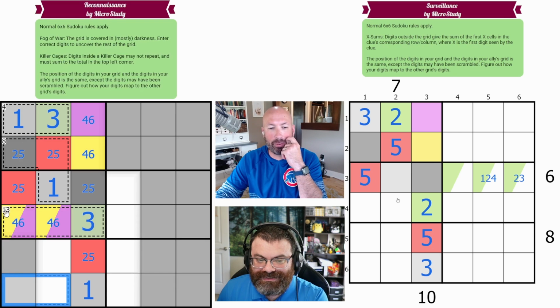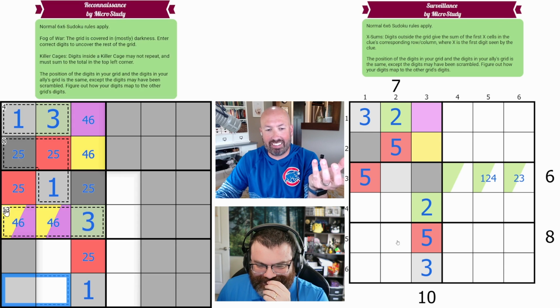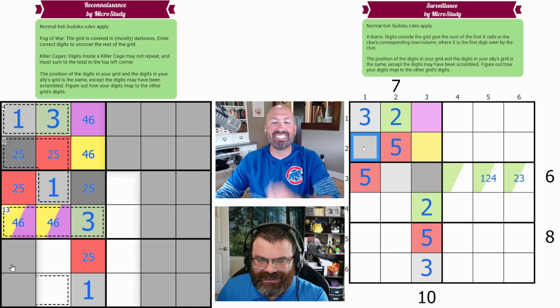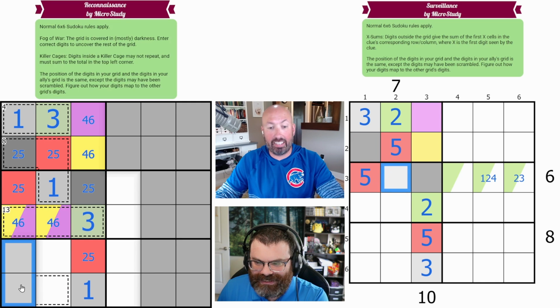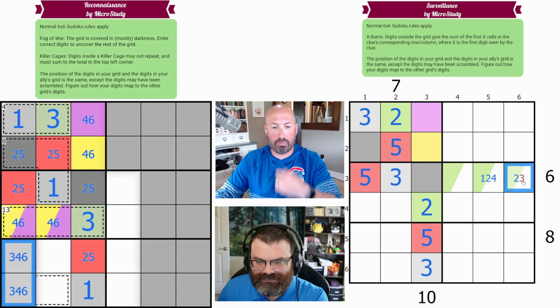Sometimes with fog puzzles, just knowing partially helps, but... Oh, I can do this. So those have to be that.